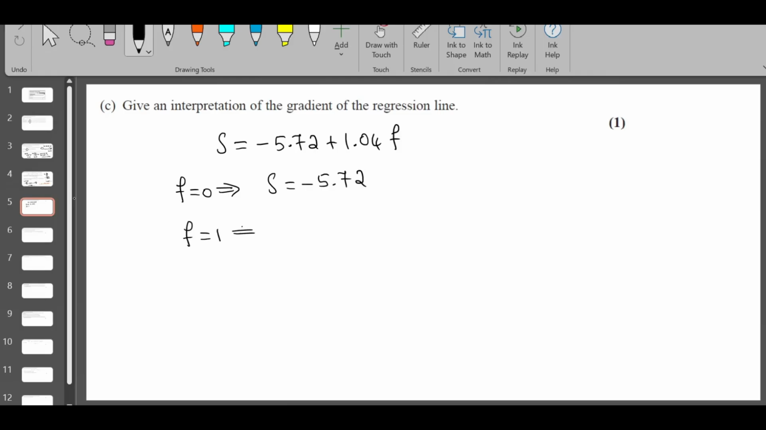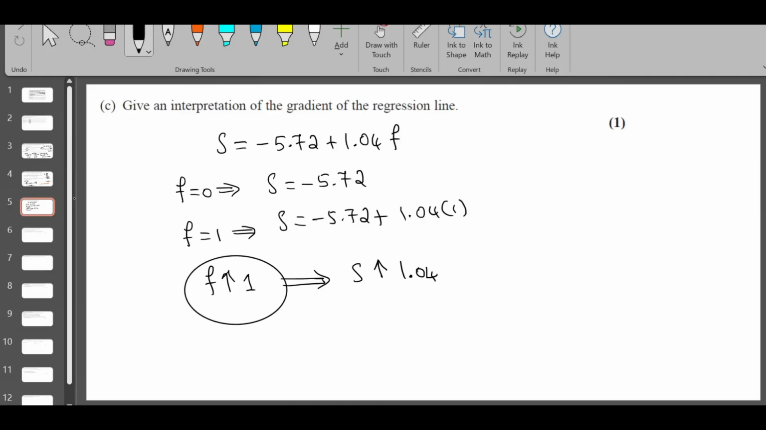When you increase F by 1, the S value increases by 1.04 times 1, right? So when you increase F by 1, S increases by 1.04. You need to change it to a sentence related to the context given. F is the mark in the French test. S is the marks obtained by the students in the Spanish test. So for every extra mark gained in French test, the student's Spanish mark will go up by 1.04.